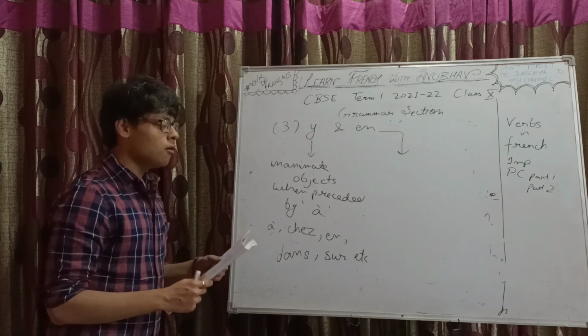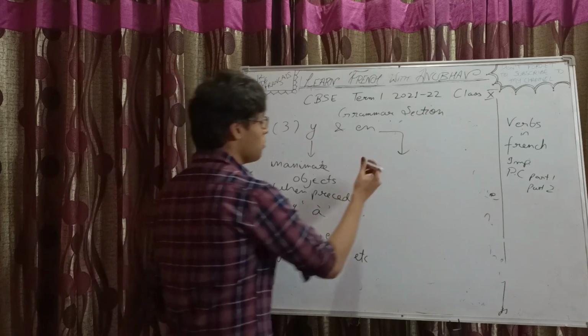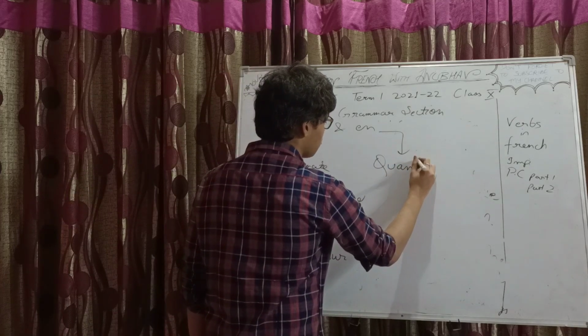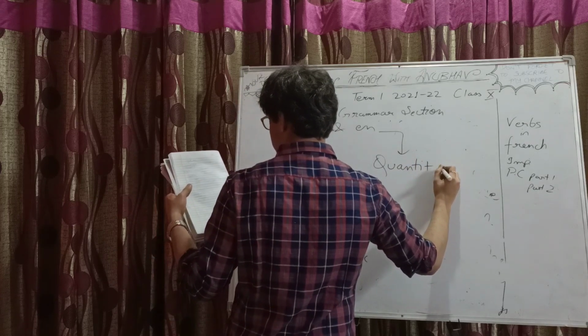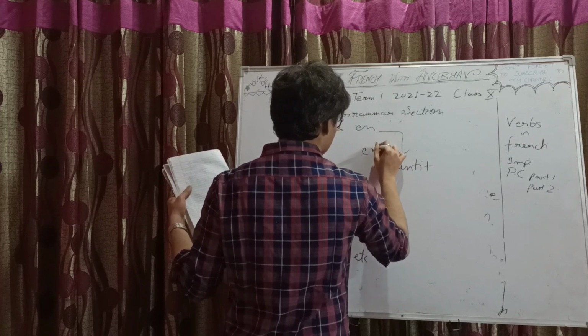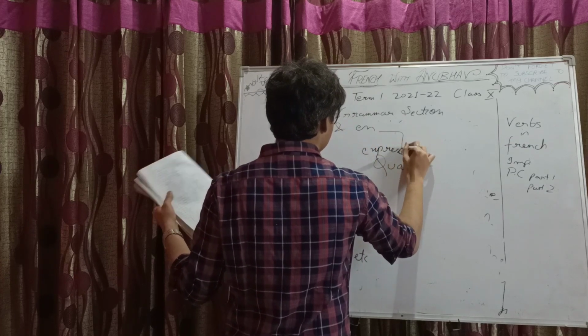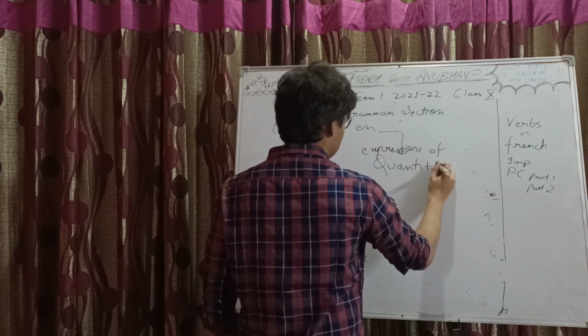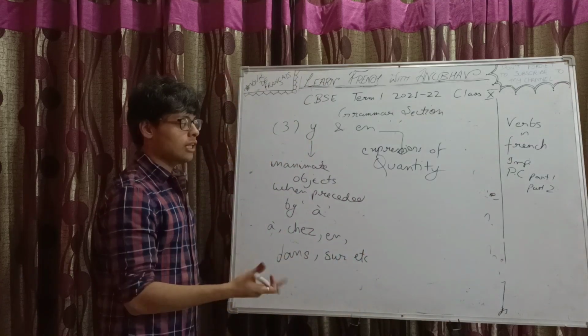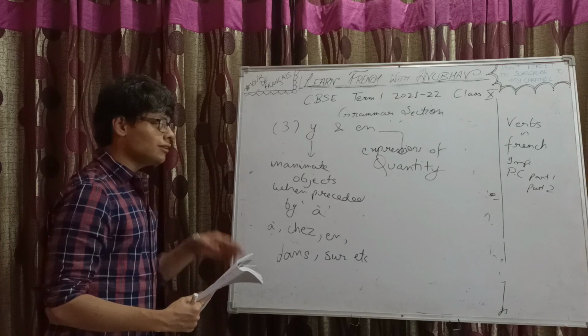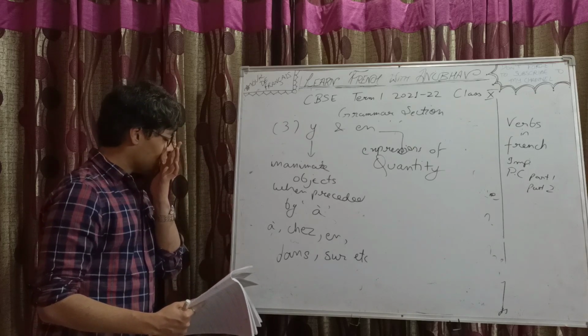And EN is used generally for quantitative terms, right? Which indicate quantity, expressions of quantity. Say there's some number or some quantity, like liters, kilograms, etc. For those, you will use EN, right?